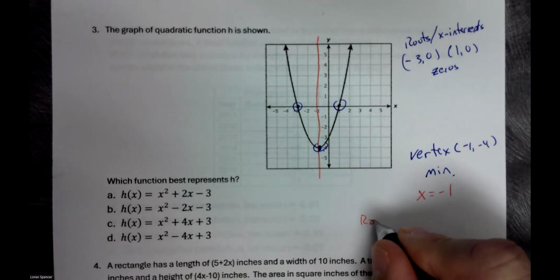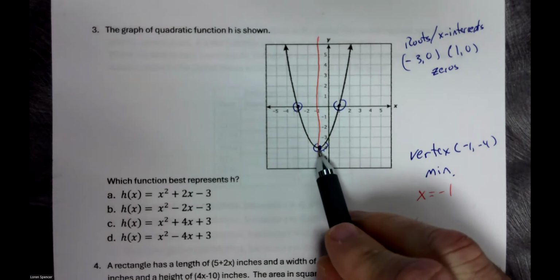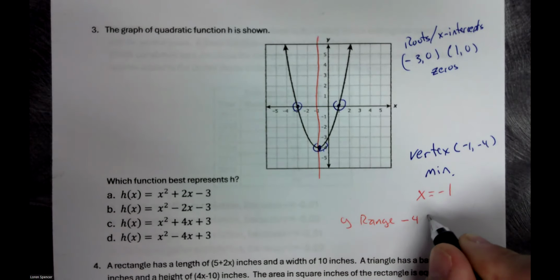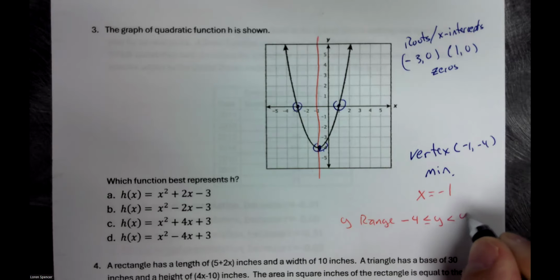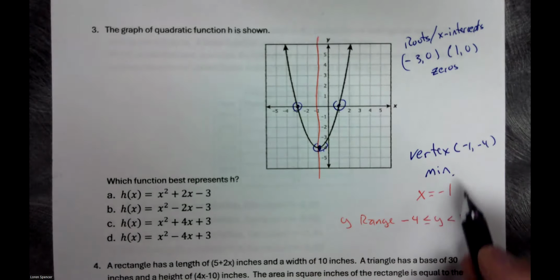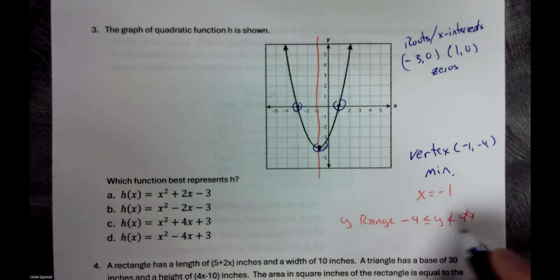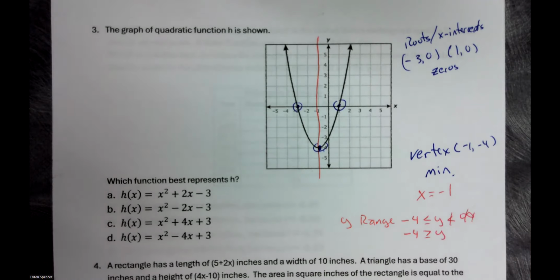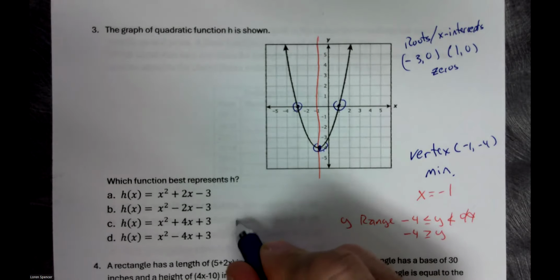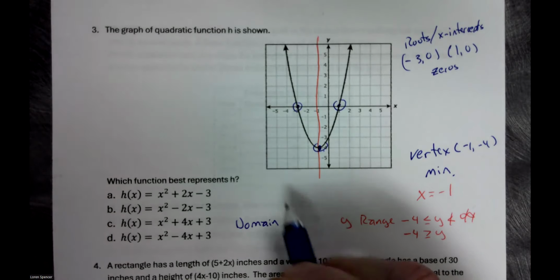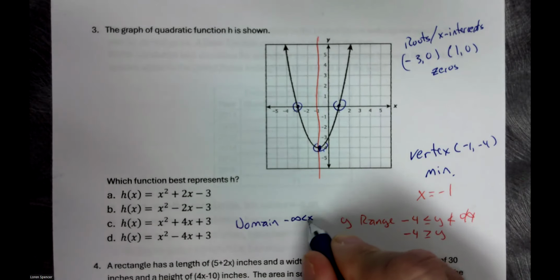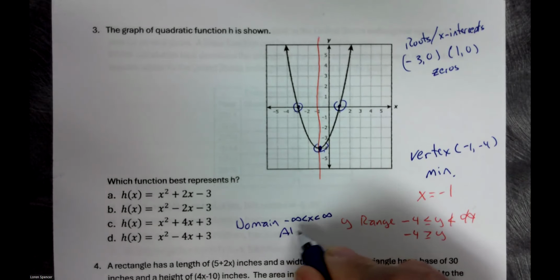While we're here, let's talk about the range. The range is the lowest y value to the highest. Remember, range is y. So -4 less than or equal to y less than infinity, because this is going up to positive infinity, because that's what the arrow means. If we were doing the domain, we have an arrow going to the left, arrow going to the right. So this is -infinity less than x less than infinity, which is all real numbers.